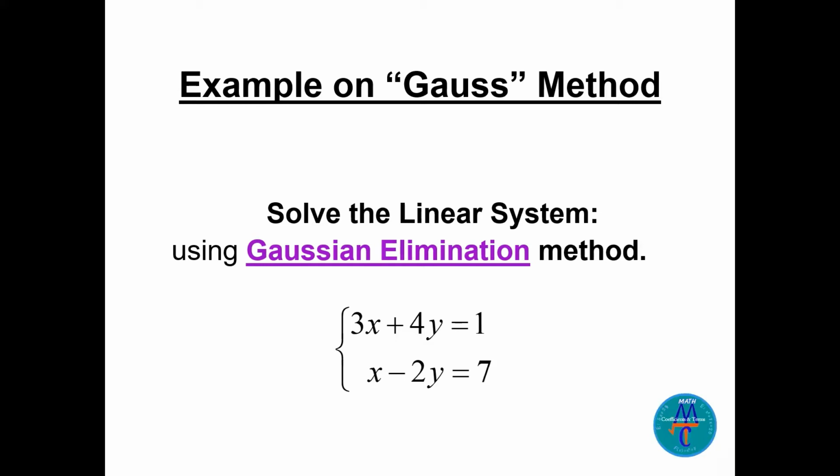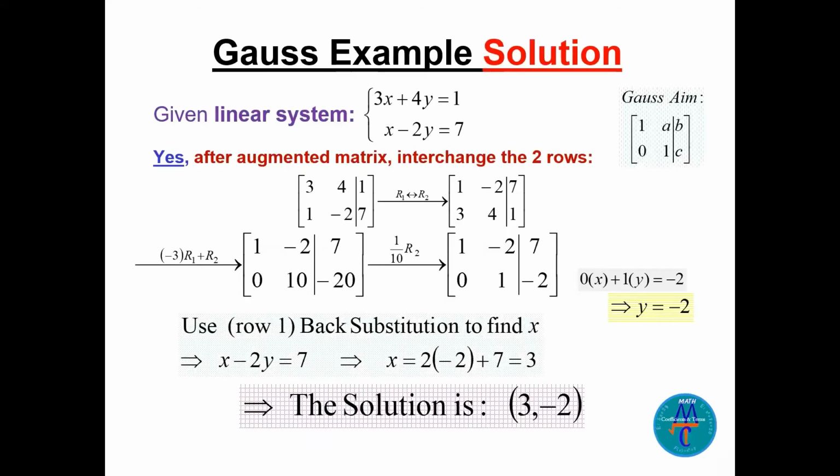Solve the linear system using Gaussian elimination method. 3x plus 4y is equal to 1, x minus 2y is equal to 7. First, we have to write the augmented matrix, which is the coefficients here, 3, 4, 1, minus 2, and then we have to write 1 and 7.